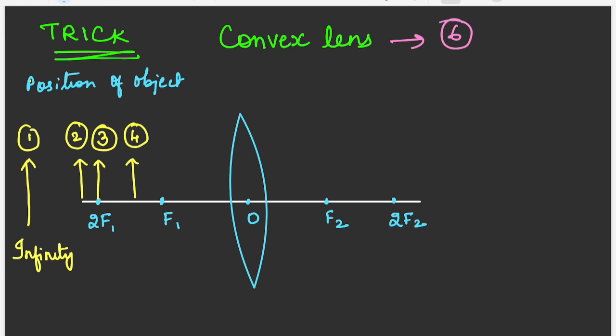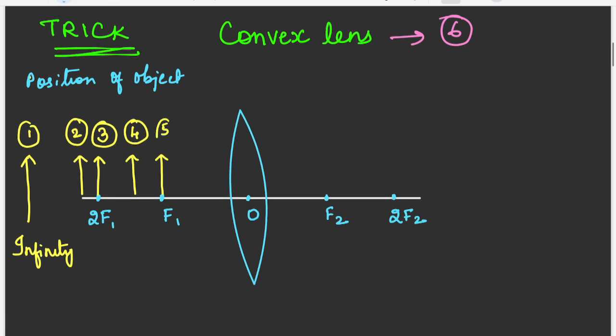Let us write in the fourth ray diagram. And in the fifth ray diagram, the position of the object is exactly at F1. So this is the position of the object. And in the sixth ray diagram, the position of the object is between O and F1. O is the optical center, F1 is the principal focus. So somewhere in between here, we are going to take the position of the object in the sixth ray diagram. In all 6 ray diagrams, we now know where the object will be placed.